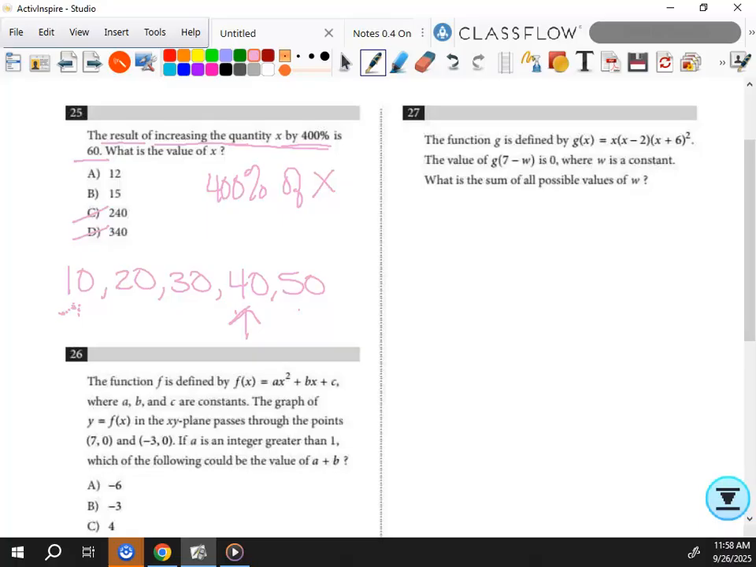Yep, 400% of X is basically just 4 times X. So if I do 4X on these, this gives me 48 and 60. That's 400% of both of those. When I increase the original by 400%, this gets me 60, this gets me 75. My answer is A.